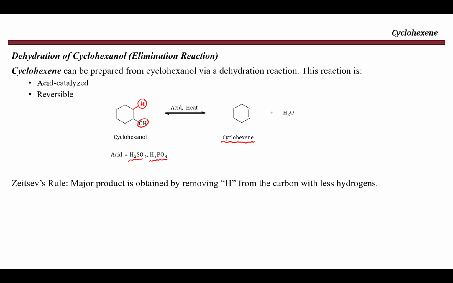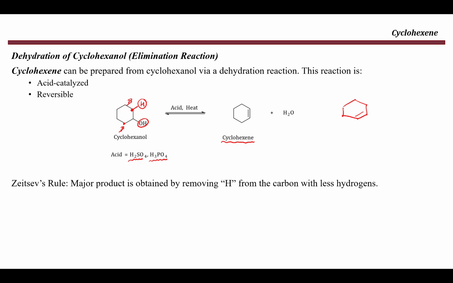Now, in the previous example, which is a dehydration of cyclohexanol, if we remove the hydrogen from this carbon or from this carbon, which are called the beta carbons, we are going to get the same product. So whether we are going to get this cyclohexene or this cyclohexene, this is the same thing. However, in certain cases, we may have more than one option. And in order to know which product is the major one, we have to follow Zaitsev's rule, which states that the major product can be obtained by removing a hydrogen from the carbon with less hydrogens.